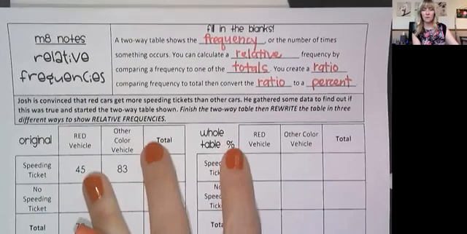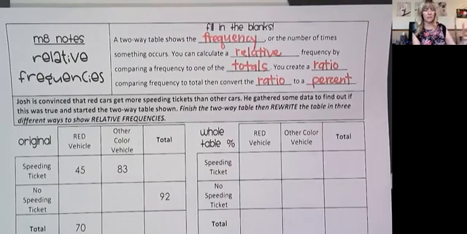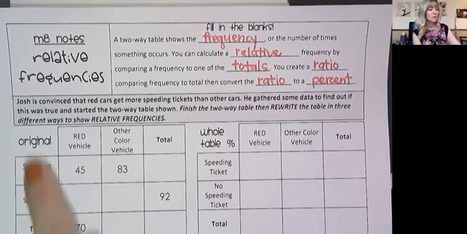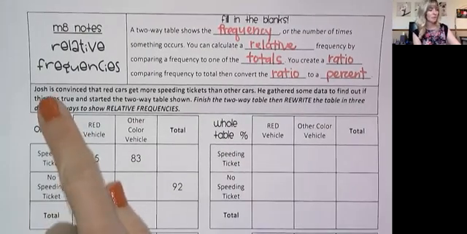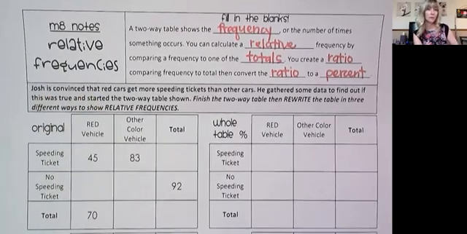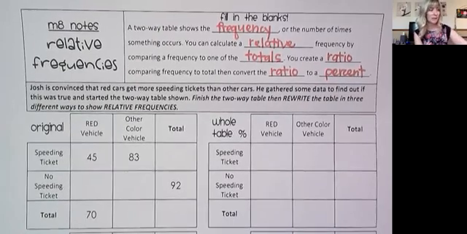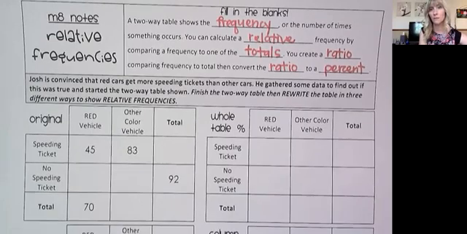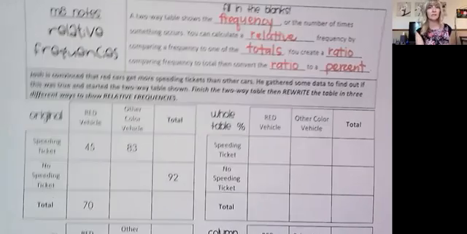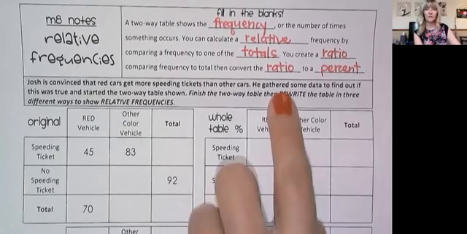So on this one down here, I want you to focus not only on how to finish a table, but then as we start changing things into percents, how does changing the total that you use change the meaning of what you're finding? So in this example, Josh is convinced that red cars get more speeding tickets than other cars. You guys ever heard that before? It's one of those tales people tell, that if you have a red car, you're going to get pulled over more, and you're going to get speeding tickets more. And Josh is convinced that that's true. So he gathered some data to find out.